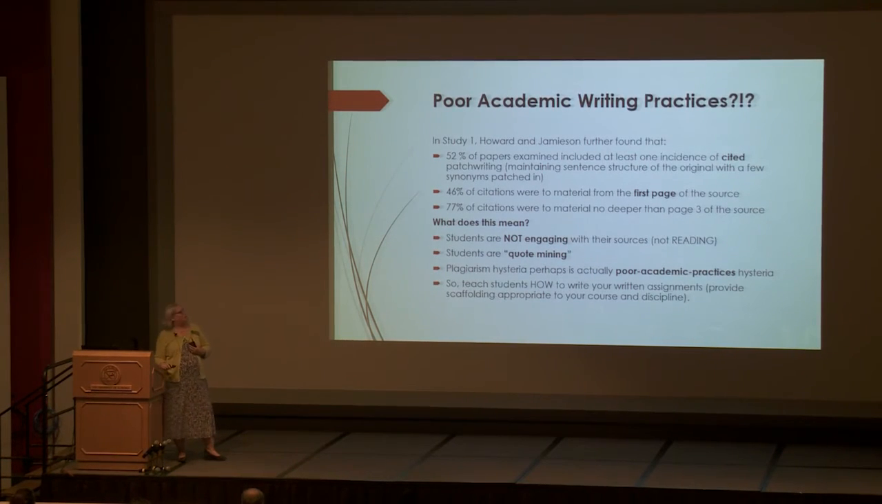Evidence shows that 46% of citations in English research papers come from the first page of a source. What does that tell you? They're not reading it. They're quote mining. They're looking at the material and they're finding things. So you need to practice with your students how to write a research paper if you're having them write one. Helping them, holding their hand, guiding them through these things will help them prevent making mistakes that will be costly, because they're unintentionally plagiarizing because they don't know any better.